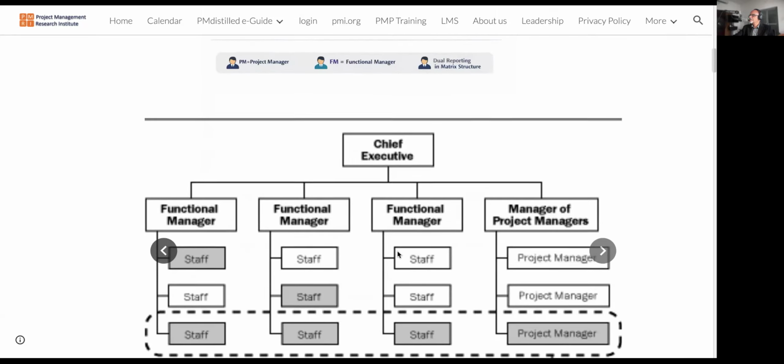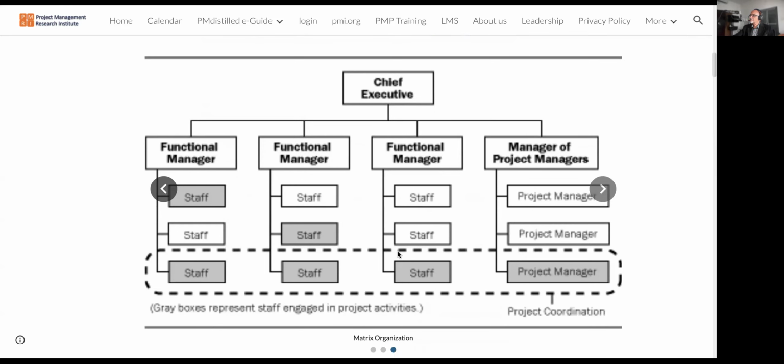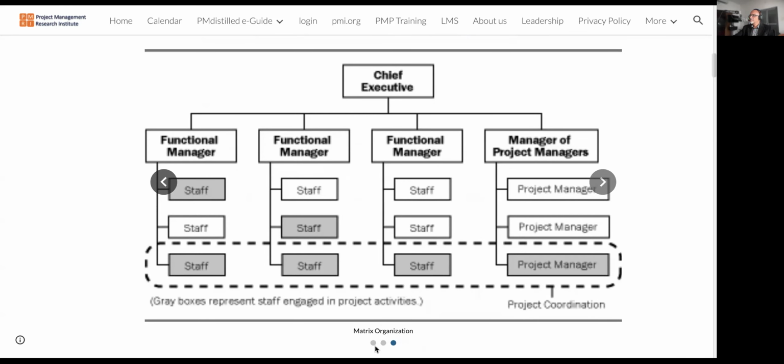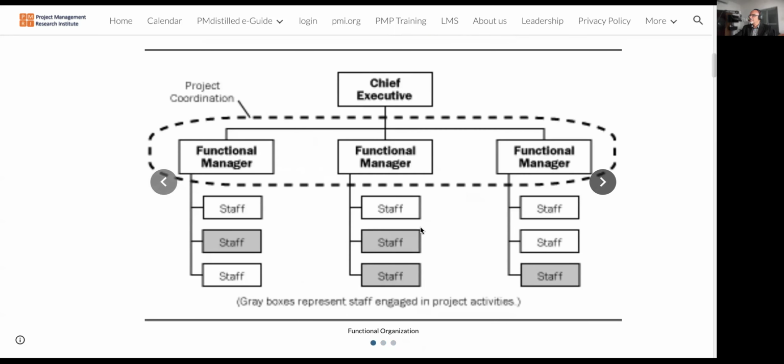This diagram should make it clearer. So this is an example of a functional organization. We have the CEO here, and the organization is divided into various functions. That is, production planning and control is one department, quality control is another department, procurement is another department, and HR could be another department, and each department is headed by a functional manager.